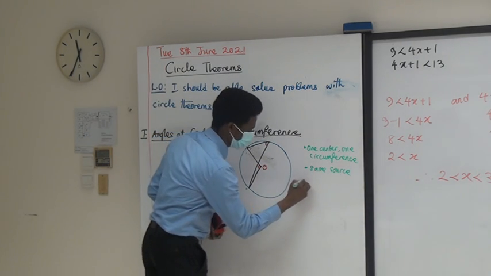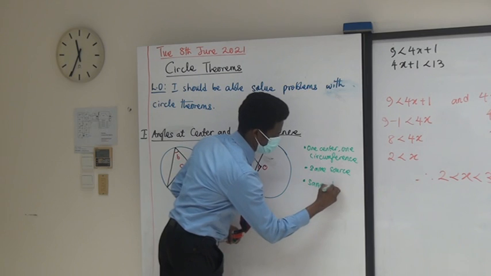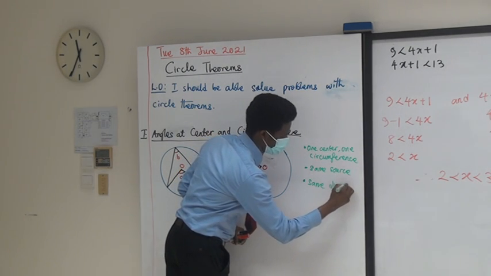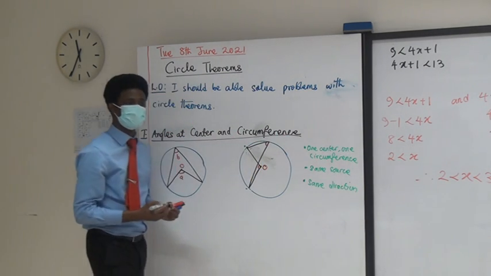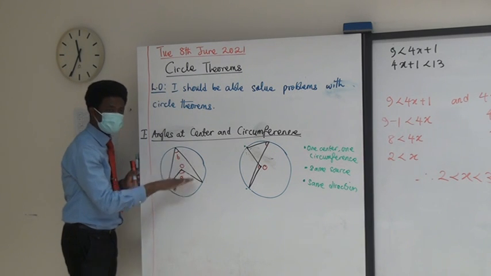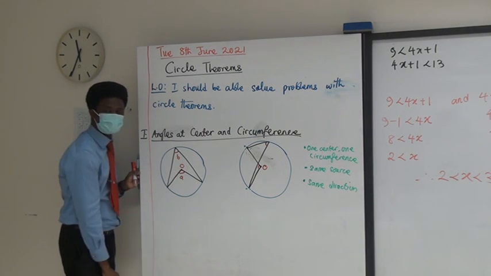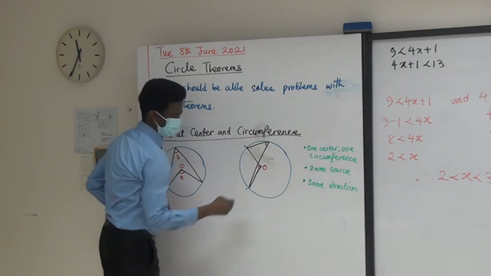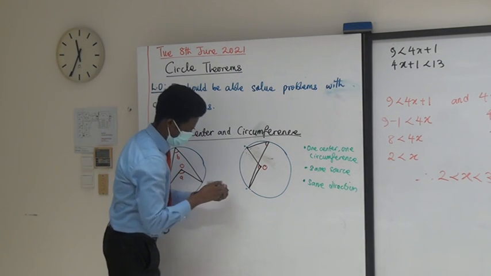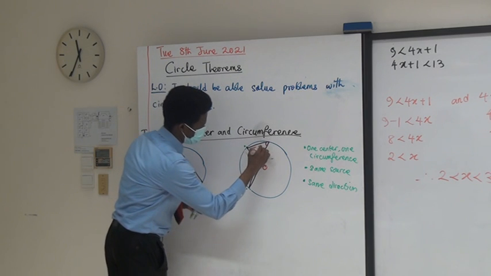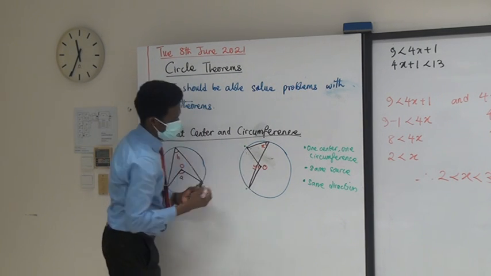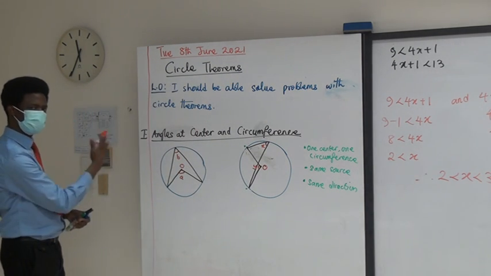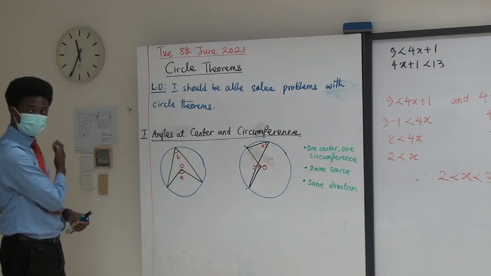The last clue, I like to use this as the last clue for students. Same direction. A is facing down. Where is B facing? This angle, maybe I call it X, and call the other one Y. Maybe X here, and this is Y. Where is Y facing? On the left, right? What about X?